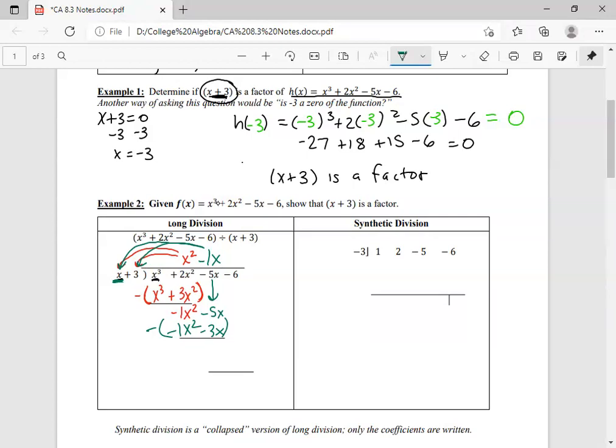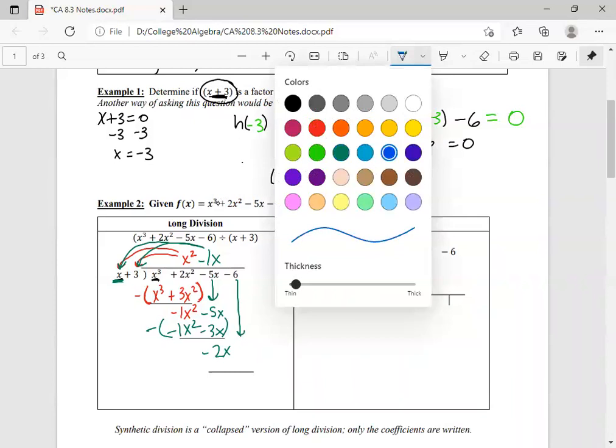Okay, negative 5x minus a negative 3x. Well, minus minus is a plus. So we're really saying negative 5x plus 3x, which is going to be a negative 2x. We're going to bring this last negative 6 down.